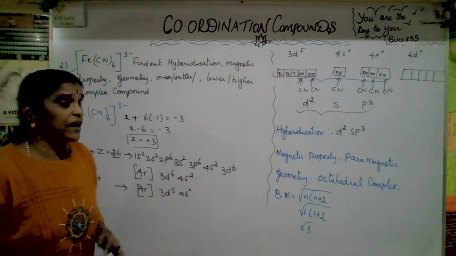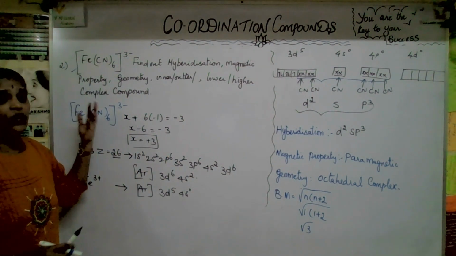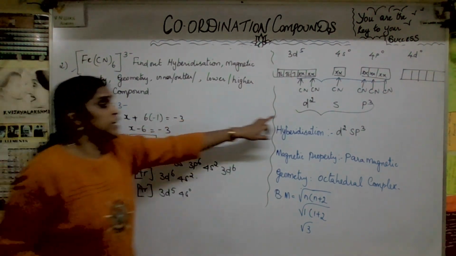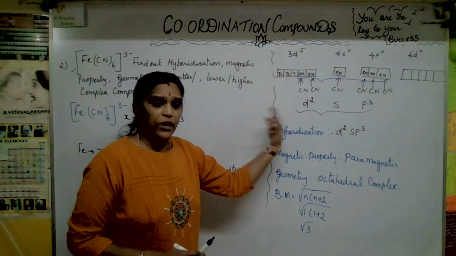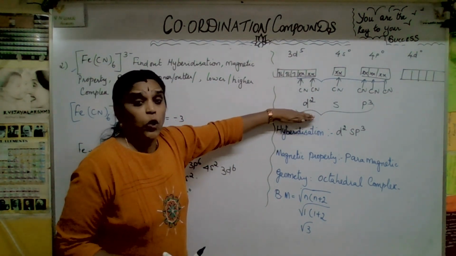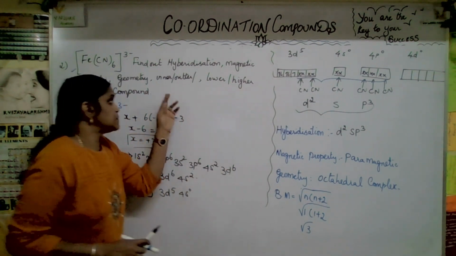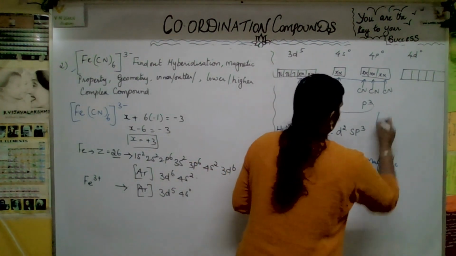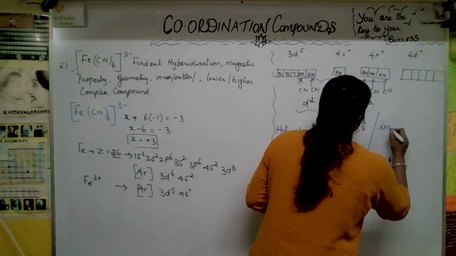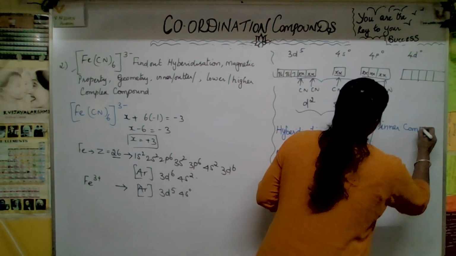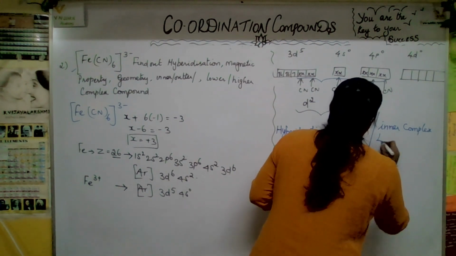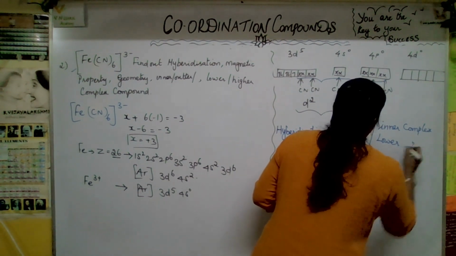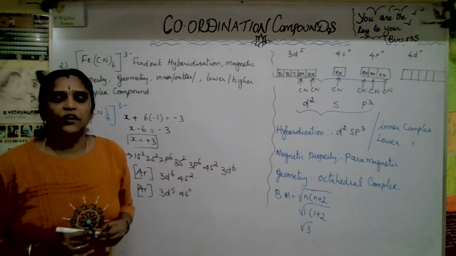All inner and outer complexes are higher spin or lower spin. So d2 comes in the front only. So naturally what is it? Lower spin complexes. Inner spin and lower spin. We can mention what it is here: inner complexes and lower spin complexes. Hope you're clear with that.